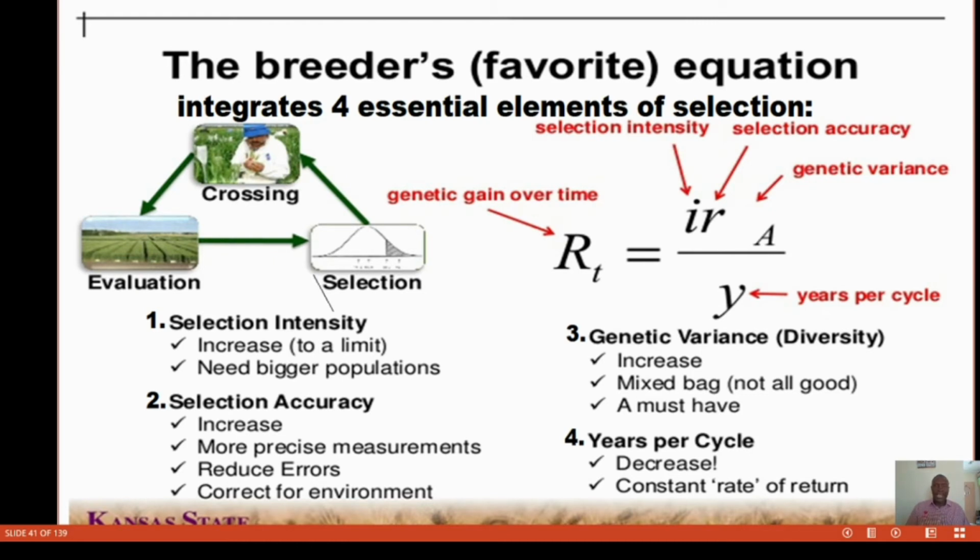And we can adjust these things in improving the selection intensity, improving the selection accuracy, improving the genetic variance or diversity, and looking at the years per cycle.